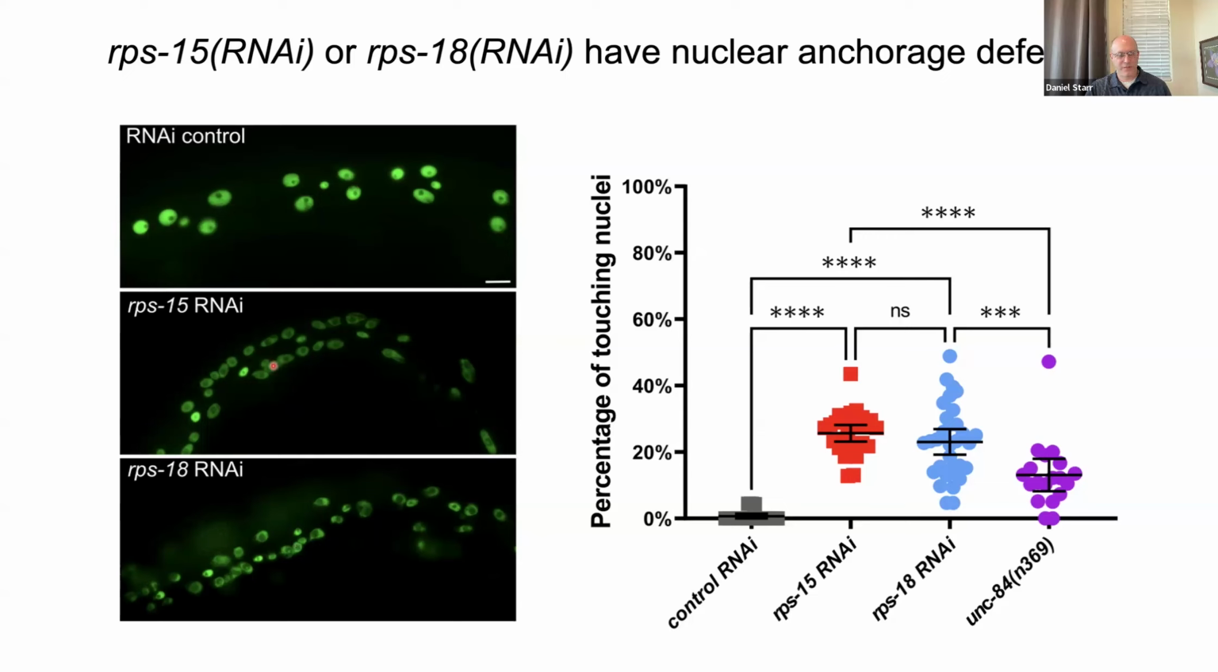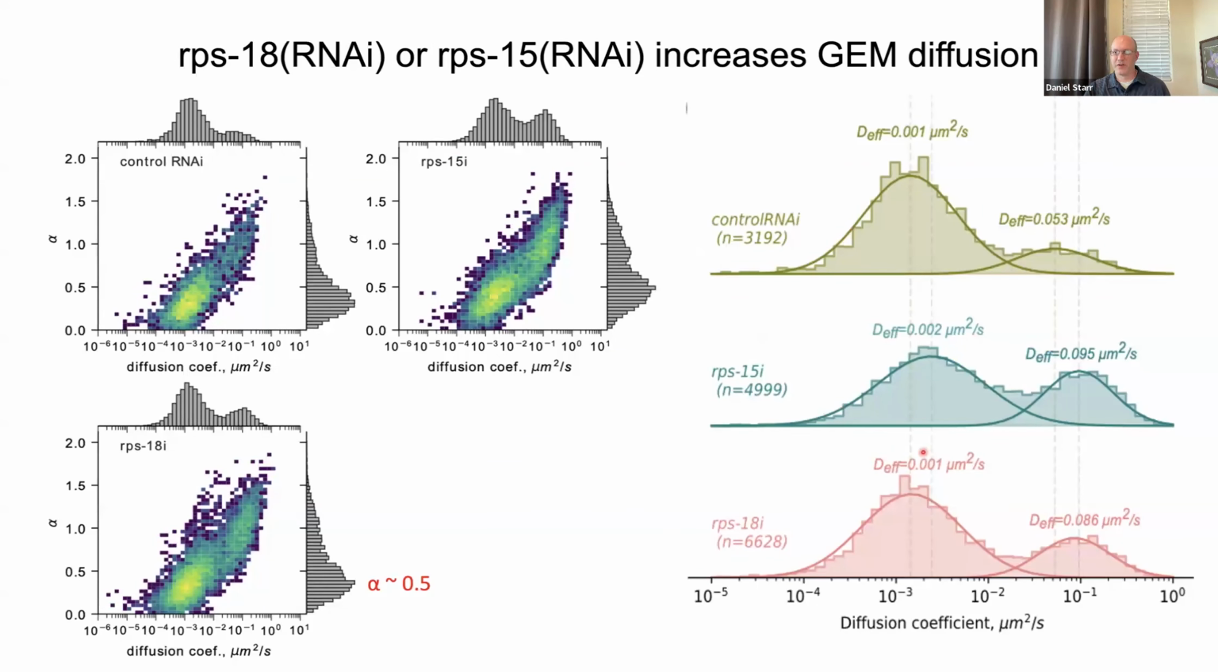And so we went back and confirmed this. If you knock down either one of two subunits of the small subunit of the ribosome, RPS15 or RPS18, using RNAi, we get a nuclear anchorage phenotype where we see nuclei touching each other. And here it's quantified. The nuclear anchorage phenotype here is a little bit worse even than the UNC84 phenotype. Okay, so ribosomes are needed for nuclear positioning. What do the gems do in ribosomes? So the gems, here's in the control.